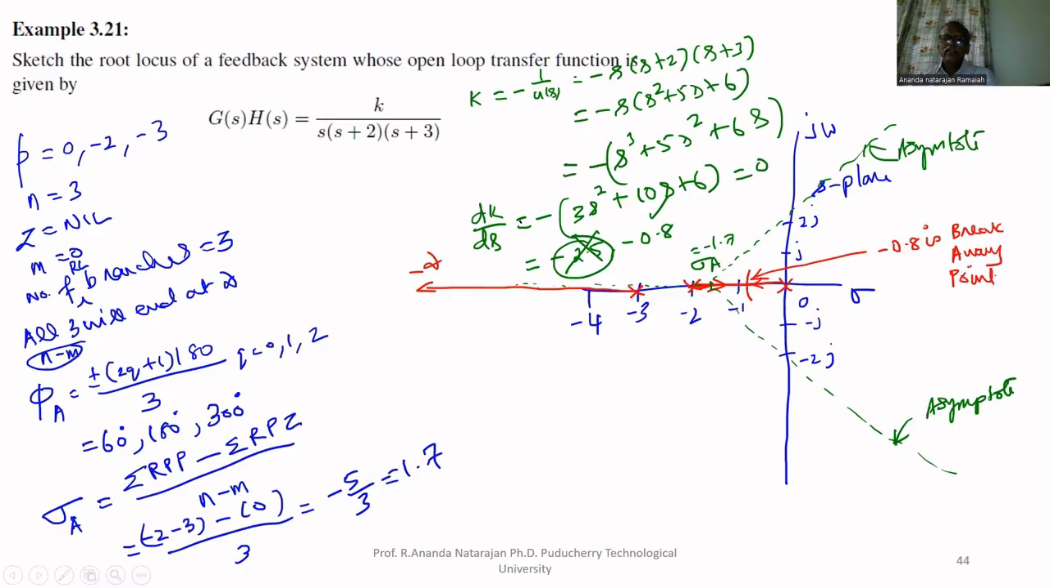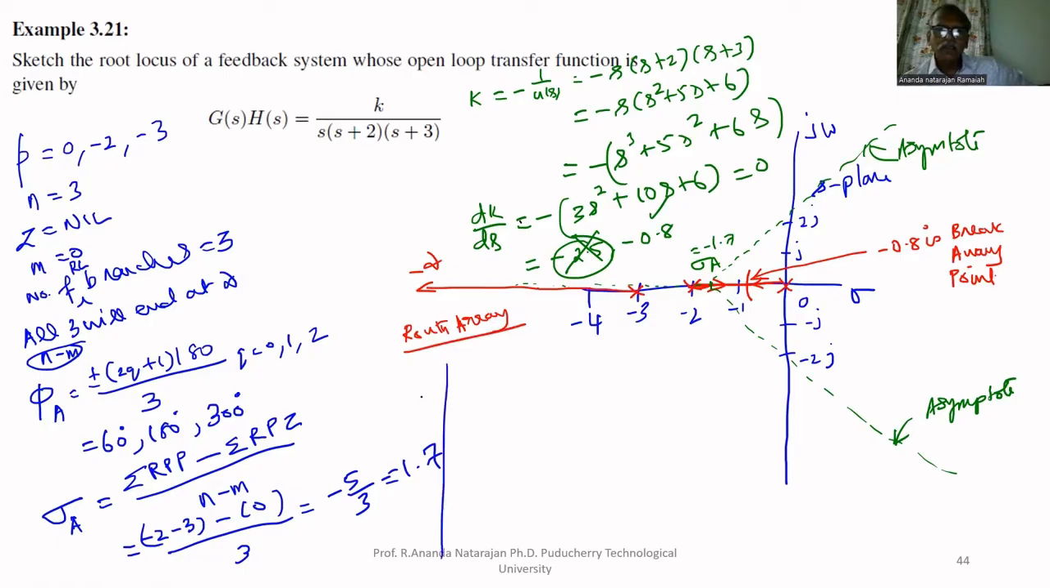So now we have to find the point at which it will go parallel to this asymptote. So it will turn and go parallel to this asymptote, but at what point it meets the j-omega axis, that we have to find by using rule number 8. So we have to form the Routh array.